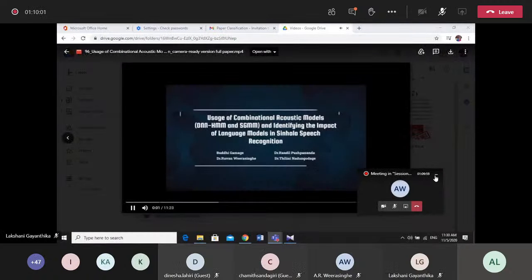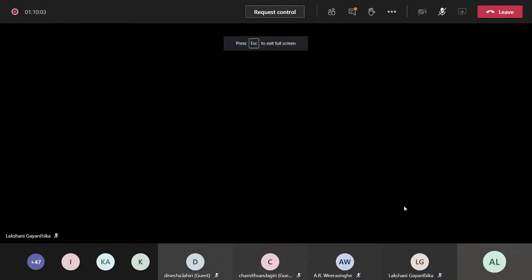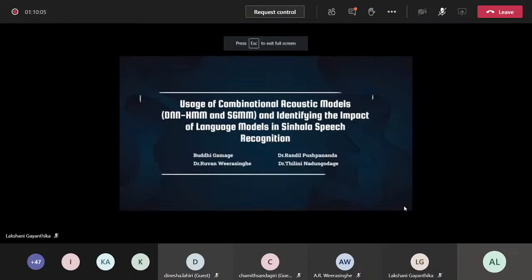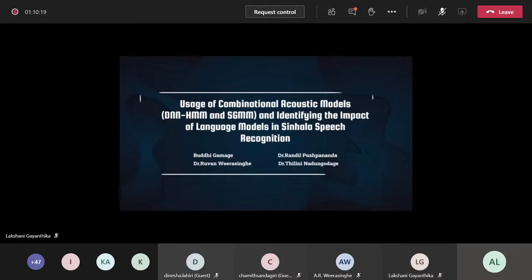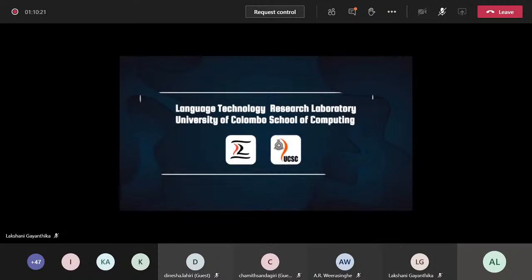Hi, this presentation is about usage of combinational acoustic models and identifying the impact of language models in Sinhala speech recognition. I am Buddhi Kamage, and the other co-authors of this paper are Dr. Andil Pushpanand, Dr. Van Veerasinghe, and Dr. Thirin Nedunkodage. And this paper is presented on behalf of the Language Technology Research Laboratory of the University of Colombo School of Computing.